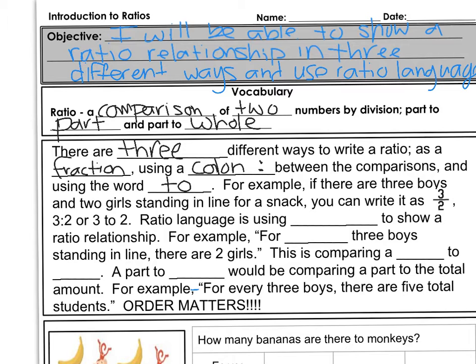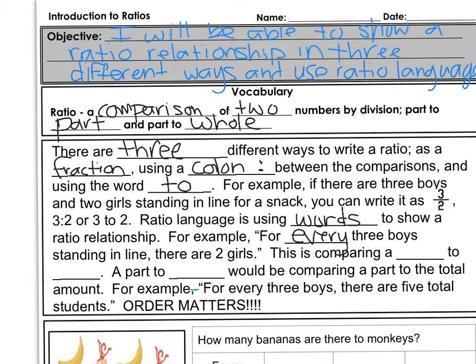Ratio language is using words to show a ratio relationship. For example, for blank 3 boys standing in line, there are 2 girls. What word do you think goes in the blank? For every 3 boys standing in line, there are 2 girls.